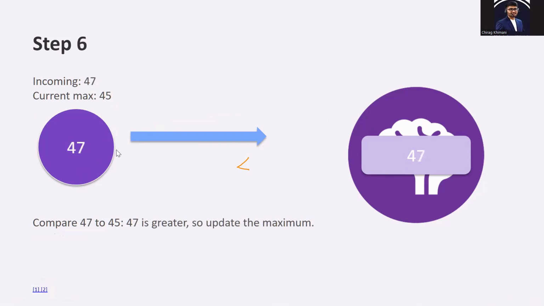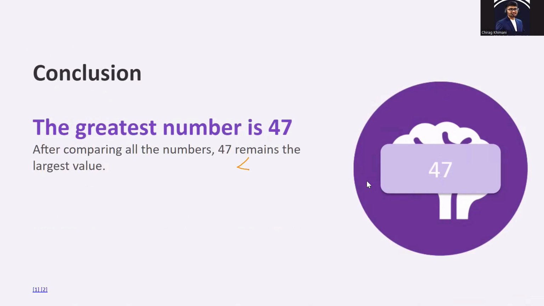Now the next number we are getting is 47. Now 47 is greater than 45, so again 47 will go into the brain. So whichever next number we are getting which is greater than the current brain memory, we will just take that next number as the greater number. So the same thing we will apply in the logic as well. And this process will continue until we reach all the numbers. Then whatever memory we have in our brain, that will be the greatest number out of all the numbers.